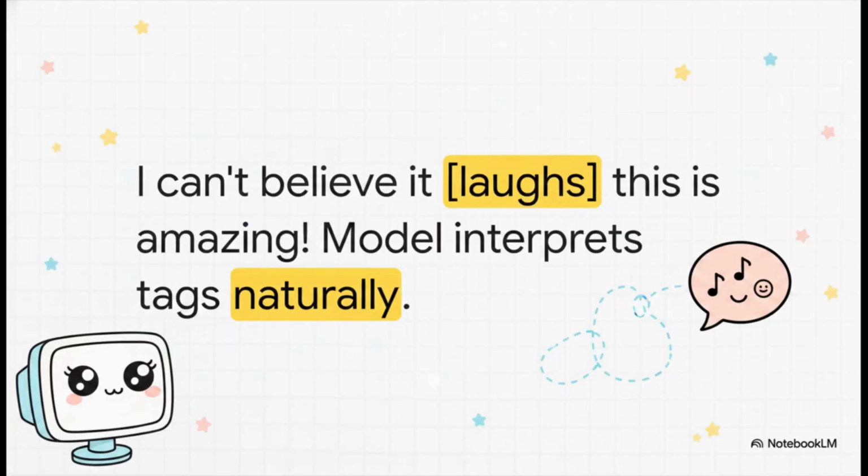Let's look at how this works in practice. You literally just type your stage direction right into the text. Like, I can't believe it. This is amazing. Now, the V3 model doesn't just awkwardly say the word laughs out loud. Instead, it seamlessly weaves a real, human-sounding laugh right into the prosody, the natural rhythm and melody of the sentence. The emotion feels incredibly authentic.